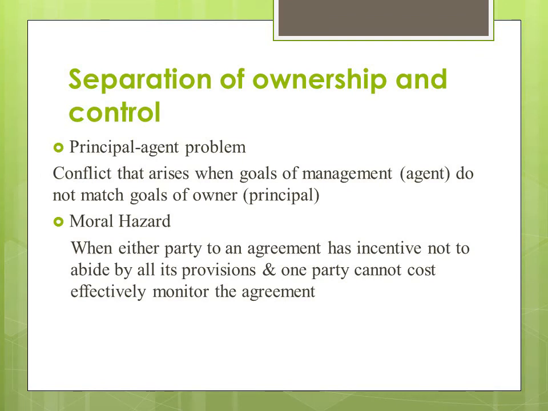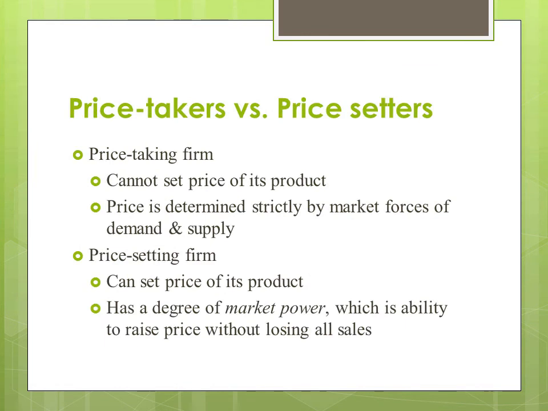Separation of ownership and control. Principal agent problem. First of all, the principal agent problem is a conflict that arises when the goals of management don't match the goals of the owner. Next is moral hazard. This is when either party to an agreement has an incentive not to abide by all its provisions, and one party cannot cost-effectively monitor the agreement.